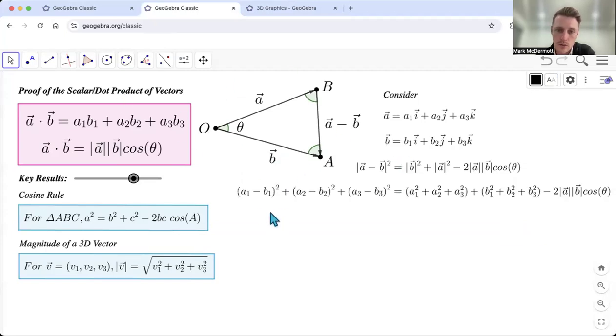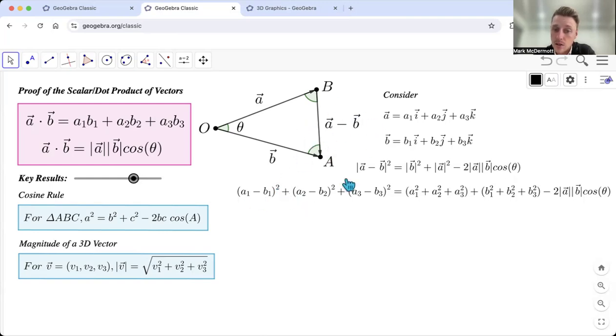Okay, this line looks confusing, but let's break it down. We've got vector A and vector B. The magnitude of the vector A minus vector B is just going to be its constituent components in each direction, squared, taken away from one another. So remember, A1 represents the magnitude of the vector in the x direction for the first vector, and B1 represents the magnitude of the vector in the x direction for the second vector. So we take them away from each other. That will tell us the magnitude of the resultant vector.